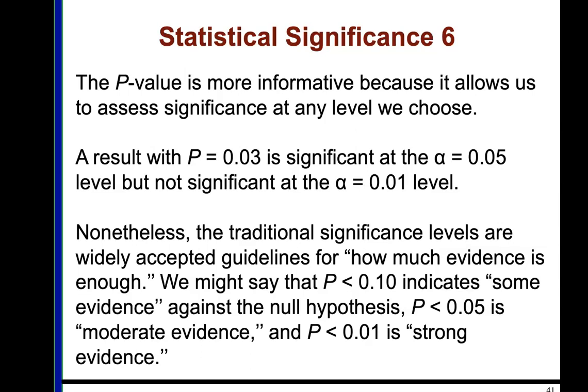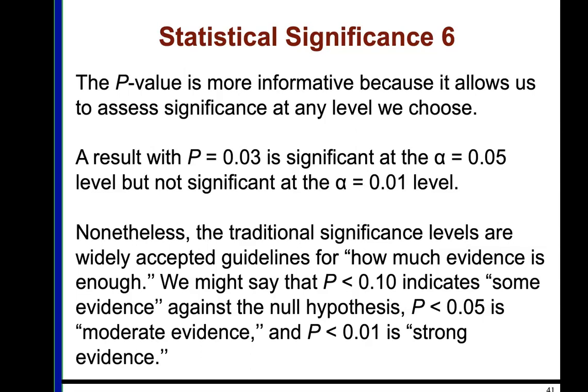Now, one thing to note though is what if you get something that's between 0.01 and 0.05? If you got a p-value of 0.03, then you got something that's less than 0.05, so it would be significant at that level, but it's not less than 0.01, so it would not be significant at that level. So you are looking at small decimals here and making comparisons. But regardless of whether we use 0.05 or 0.01, ultimately, each field has their own widely accepted guidelines for how much evidence is enough. In some fields, p less than 0.1 is plenty.